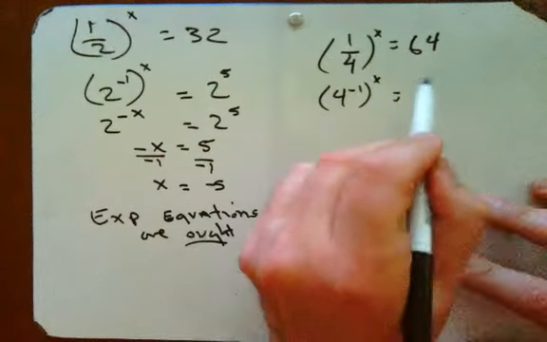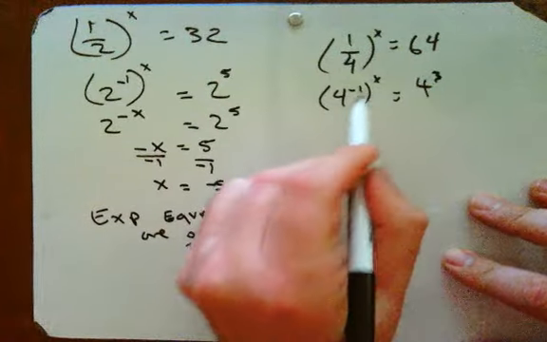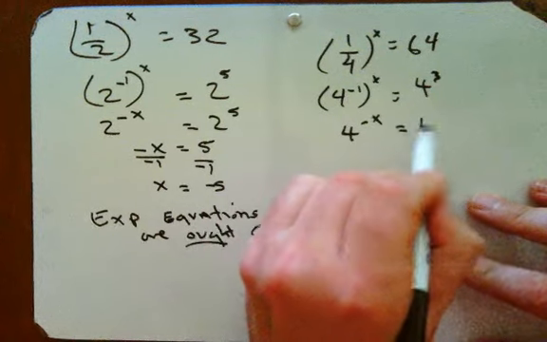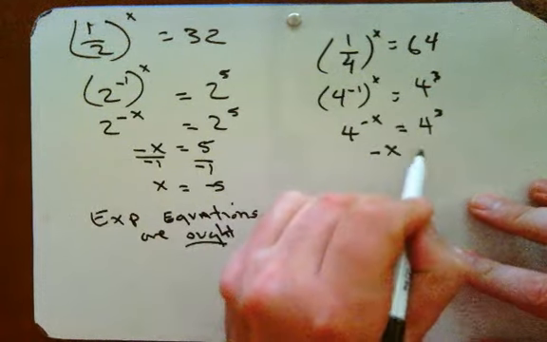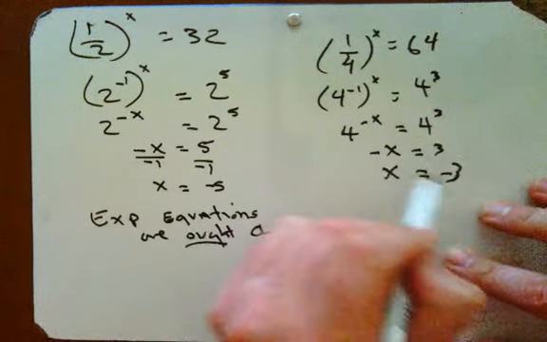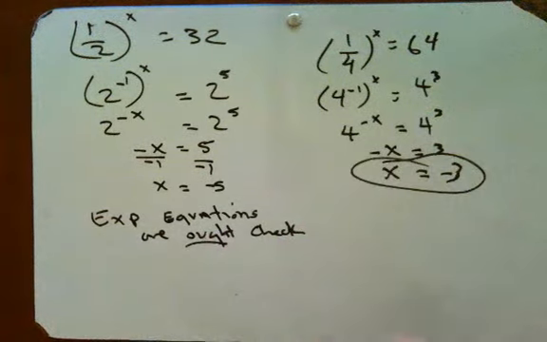Well, let's take a look. I thought about this as 4 to the negative 1 to the x. I thought about this as 4 to the 3rd. When I raise a power to a power, I multiply. And so negative x equals 3, which means positive x equals negative 3. It's okay to get a negative number as our answer here.